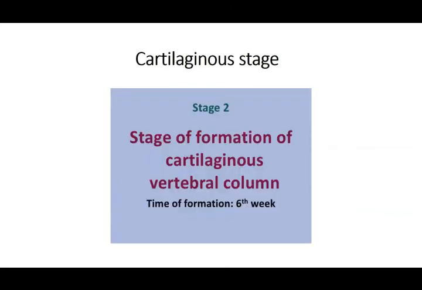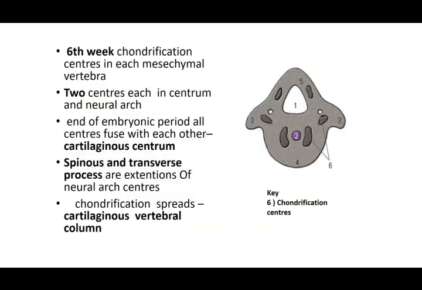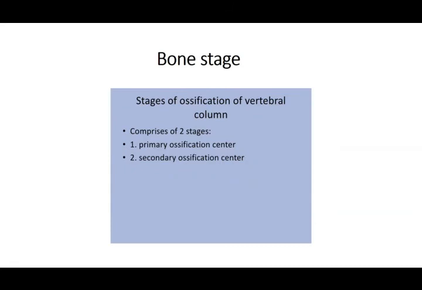Then there is the cartilaginous vertebra. This cartilaginous vertebra has two chondrification centers, one in the body and one in the neural arch. This spreads and extends into the chondrification of the spinous process and the transverse process as well. Then we go on to the ossification.